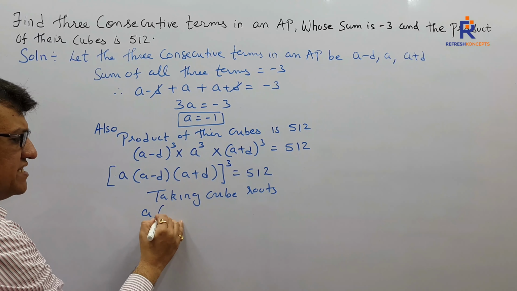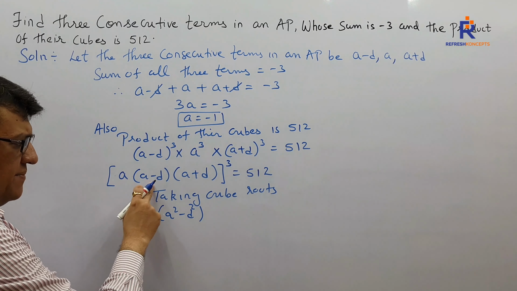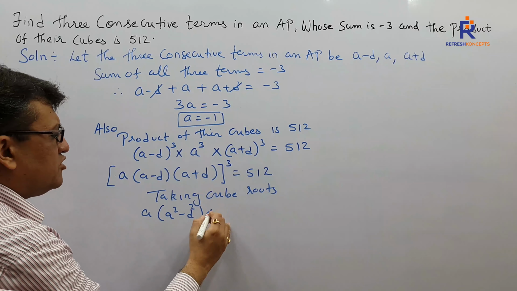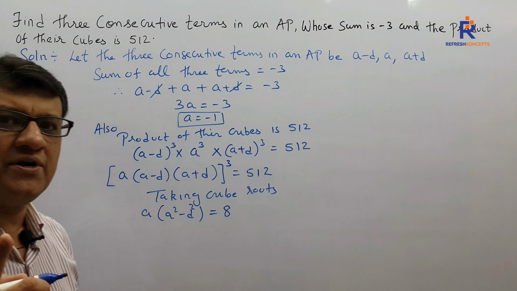a minus d into a plus d, a square minus d square, a minus d into a plus d, a square minus d square, taking cube roots. Cube root of 512 is 8.